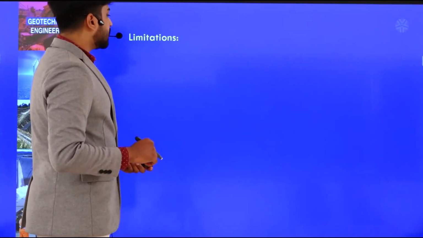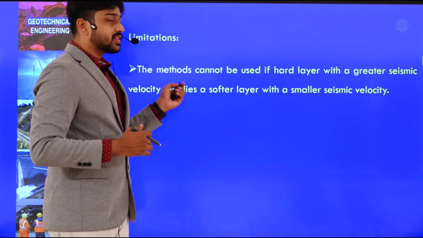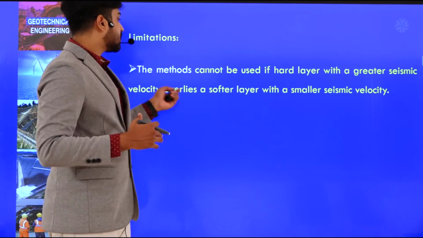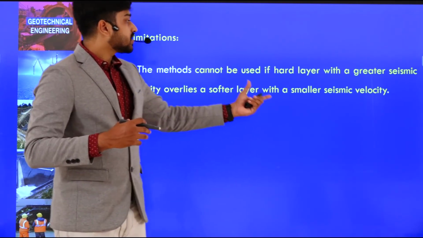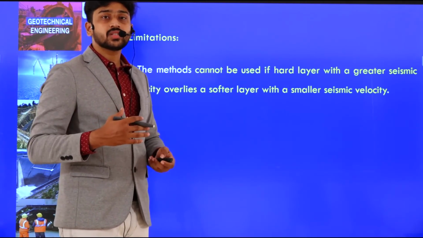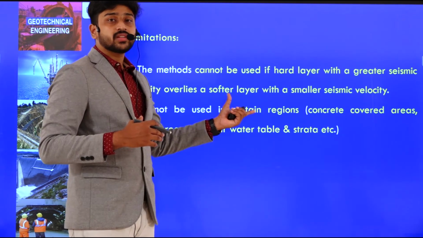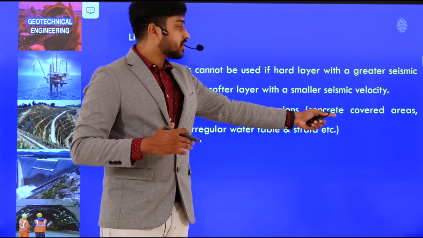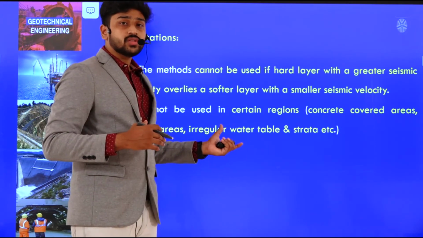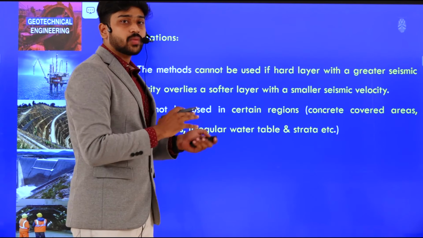Now, proceeding to the other part, the limitations of this particular type of experiment. So this method cannot be used if the hard layer with a greater seismic velocity or softer layer of smaller seismic velocity are generally there. Okay, so for such types of cases we cannot use this particular method. And then this cannot be used in certain regions. So what type of regions can it not be used in? Say, for example, a concrete covered area, as well as in case of frozen zones, in case of irregular water tables or any strata. In such cases this cannot be used.